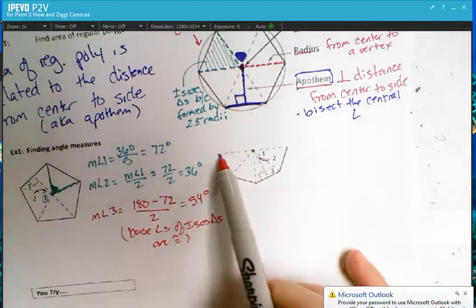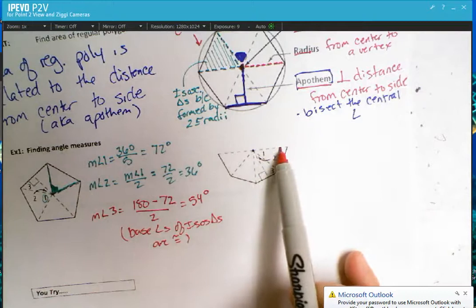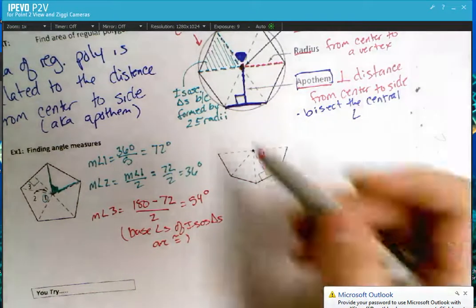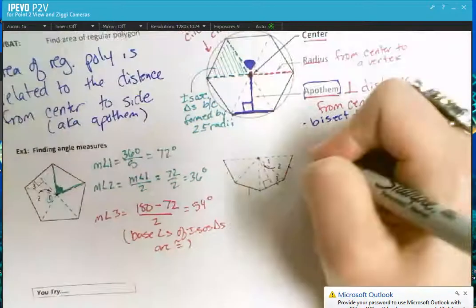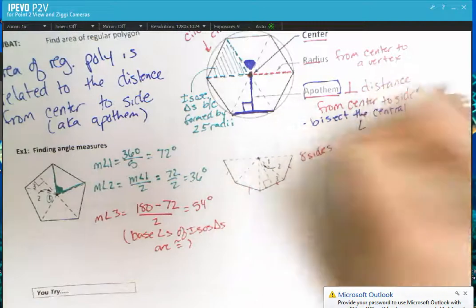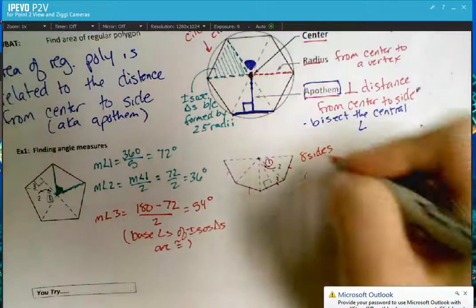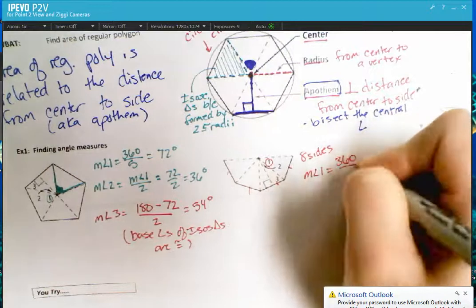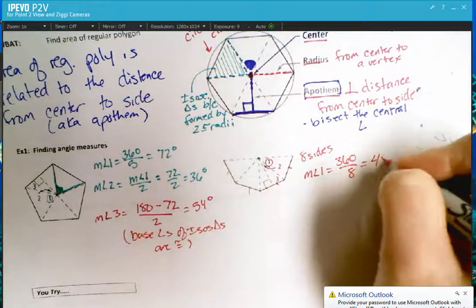Okay, so let's try this one. I can see that my radius goes from here and then all the way across. So this must be a diagonal. So I must be chopping my regular polygon in half. So if I have 1, 2, 3, 4 sides showing, I know I have 8 sides total. So in order to find the measure of angle 1, which is our central angle, the measure of angle 1 is equal to 360 divided by 8. 360 divided by 8 is 45 degrees.